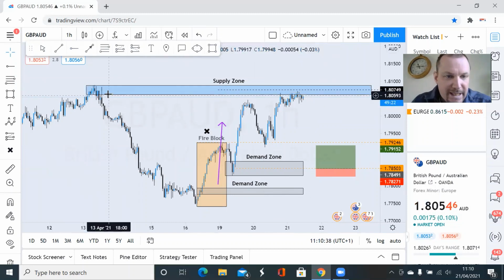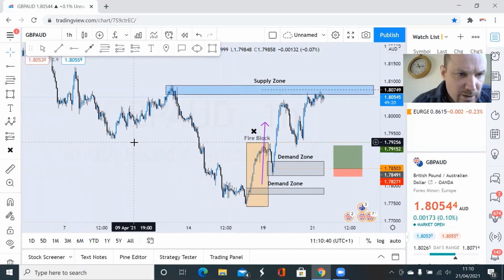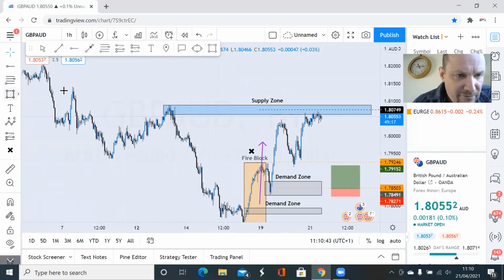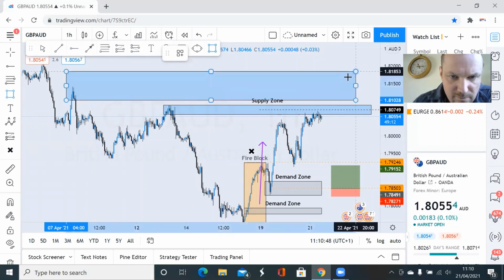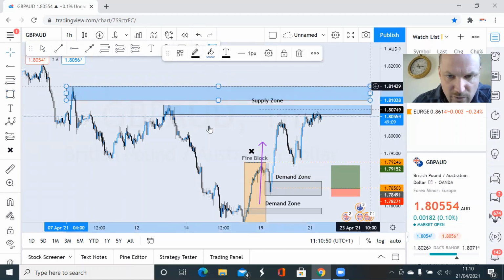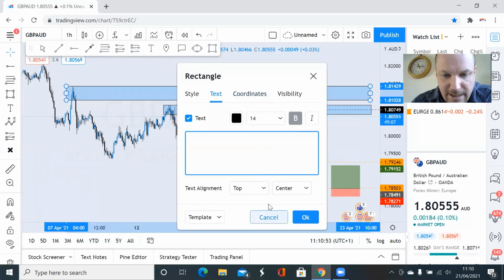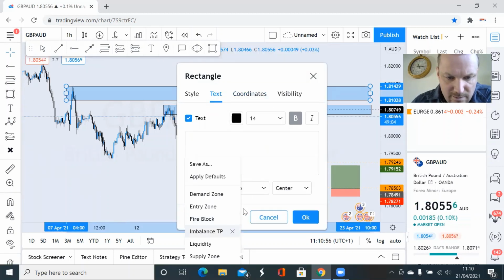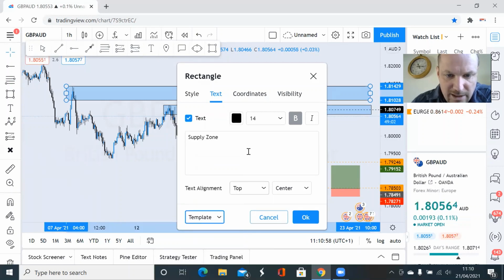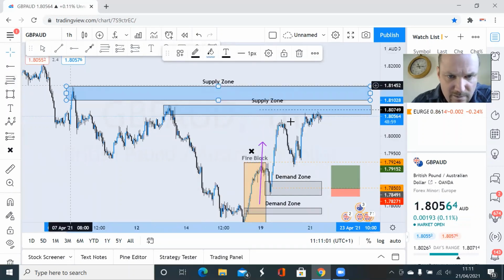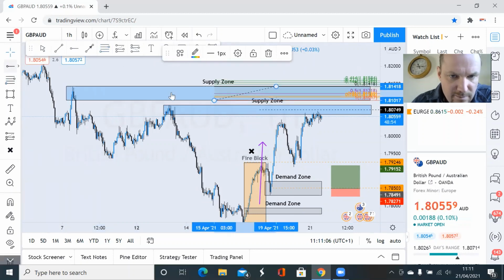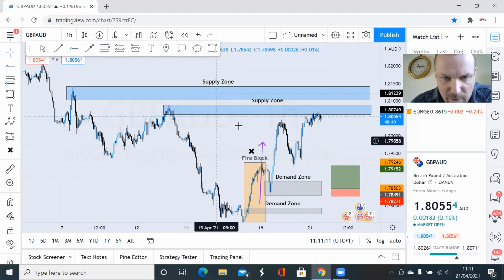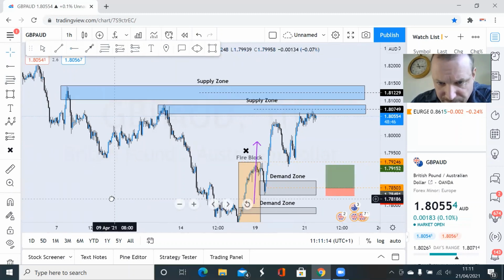We're just about to mitigate this higher area. Okay, so again, let's look to the left, wick to wick, draw this out. Let's get it named supply zone. Let's also have that area there. We also have that as a supply zone. Okay.